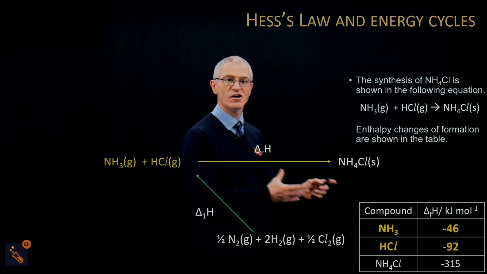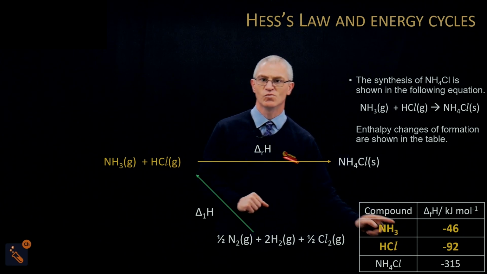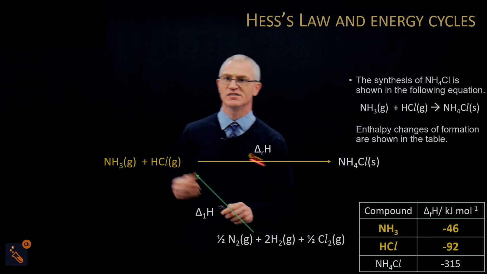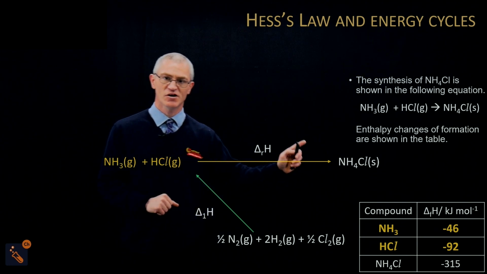Notice we've also highlighted the enthalpy changes of formation that are here, minus 46 and minus 92 for 1 mole of NH3 and 1 mole of HCl, which is what we have in the equation. So it's quite simple, this one. We then have the ammonium chloride.